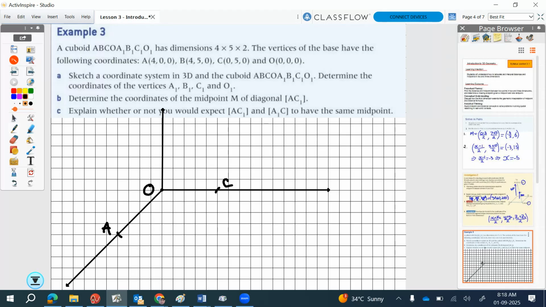So this one has to be a square, so that means that this line is also going to be moving in this direction, and it's going to be going down 4. 1, 2, 3, 4. And then this one will come horizontally across, and we get a rectangular base in 3 dimensions. So this would give us point B, which is at 4, 5, 0.